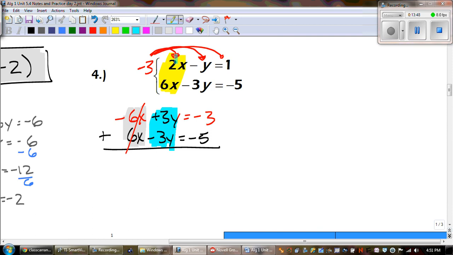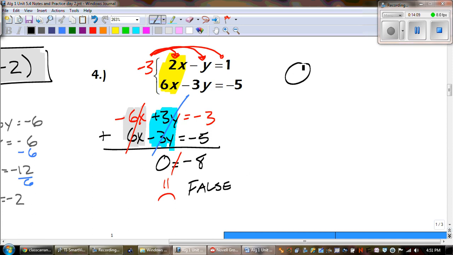What happened with our y's? Yeah, those end up canceling too, and so on the left side we get 0. But on the right side we have negative 3 plus negative 5, which is negative 8. And that is false. So when it's false, it means that this is no solution.